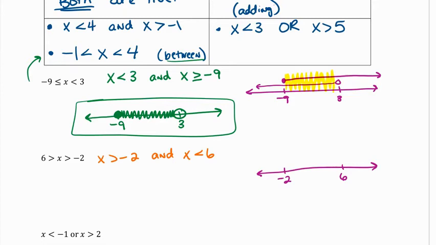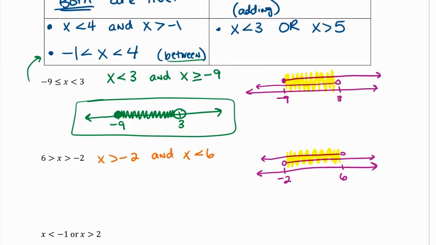So greater than -2. So I've got an open circle, greater than -2. And then I'm going to do less than 6. So open circle, less than 6 this way. And again, we're looking for where they overlap because this is an and. So where are both of those things true at the same time? Right in between those two numbers, right?